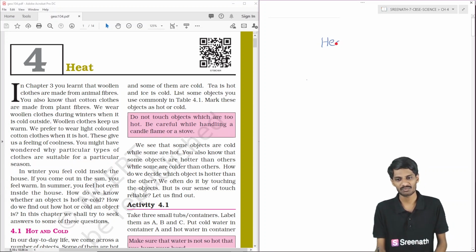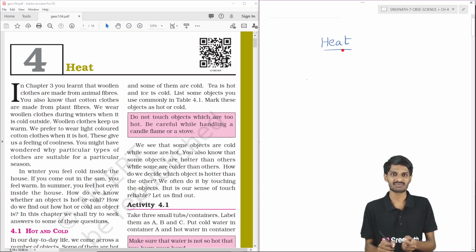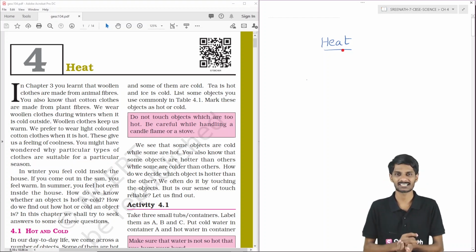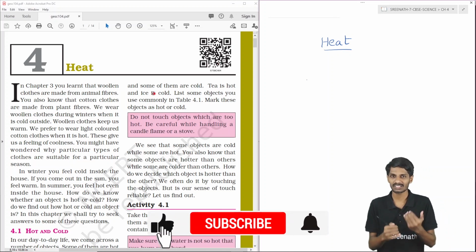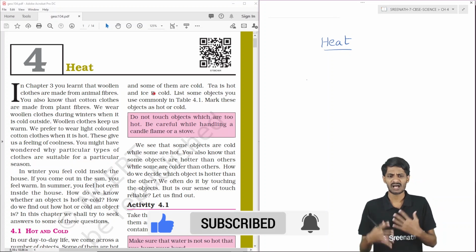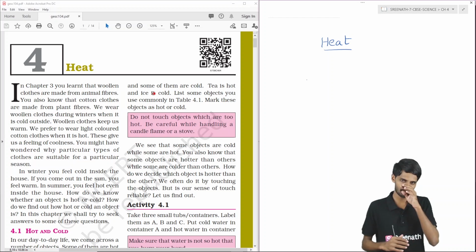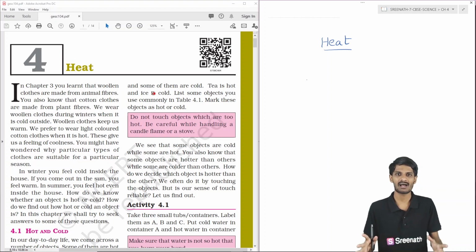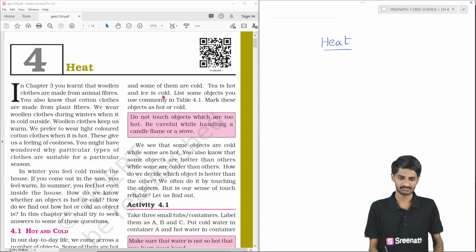So our present chapter name is Heat. Students, this is from 7th class science subject. Now we will see what concepts we are going to discuss in this present chapter. After that we will discuss each topic in detail. This is our present journey towards this chapter, Heat.